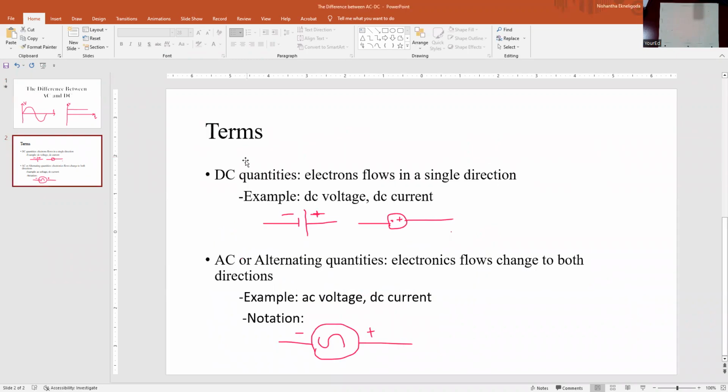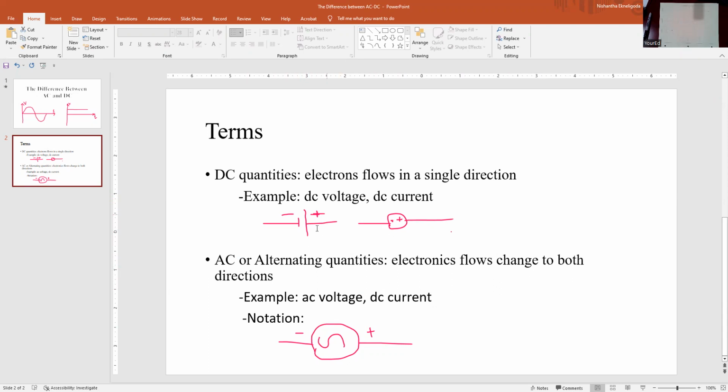By definition, in DC quantities the electrons flow only in one direction, either positive to negative or negative to positive, depending on the sign convention we use. For positive charge flow, we call it current flow. That happens from the positive to the negative terminal, and the electrons flow in the opposite direction. Similarly, in AC quantities, the electrons flow in both directions.